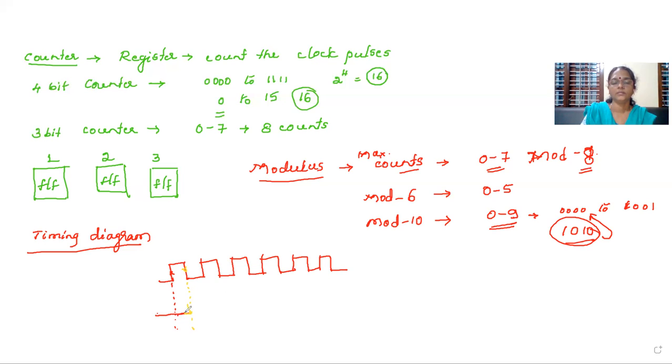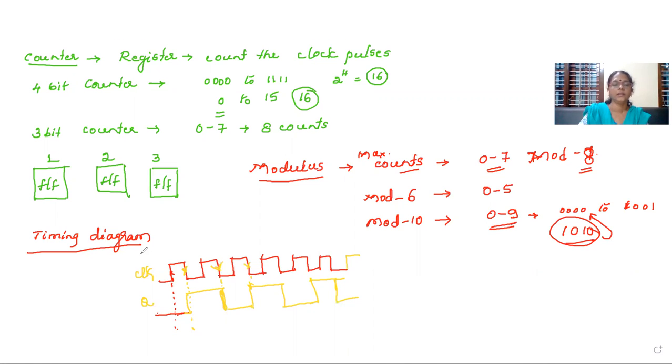If it is a toggle flip-flop, for each negative edge the output will change like this. Sorry, the output must change here. So the output changes whenever the negative edge comes. If it is a negative edge triggered flip-flop, then for each and every negative edge shown here for the clock pulse, and if this is the output Q, then for each and every negative edge the output must change like this. It has to toggle. If this is the next pulse, the output will change somewhere here.